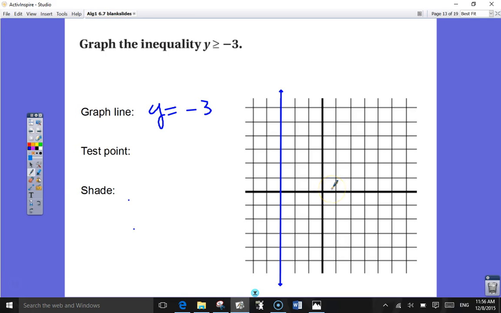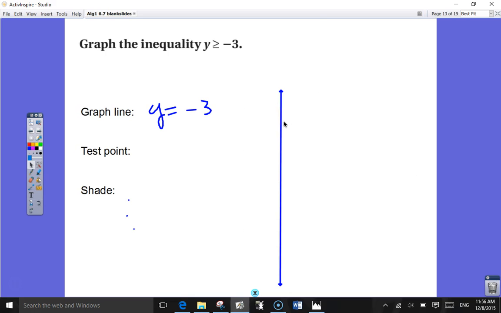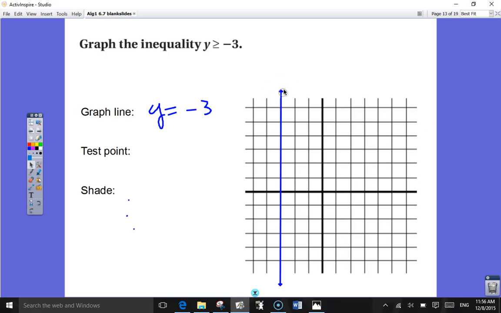Oh, I did it in the wrong direction, didn't I? You're probably sitting there going, he's stupid. That's right. Let me see if I can make this. Just get rid of it. Oh, there we go.